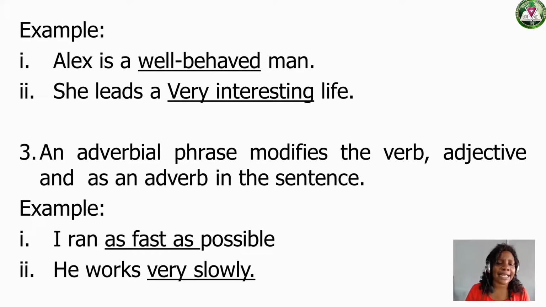Let's take sentence examples. I run as fast as possible. Oluchi, what is the adverbial phrase there in the sentence, I run as fast as possible? As possible. No. Oluchi, I can't believe that you are giving me such a wrong answer. Now, the correct answer is as fast as.